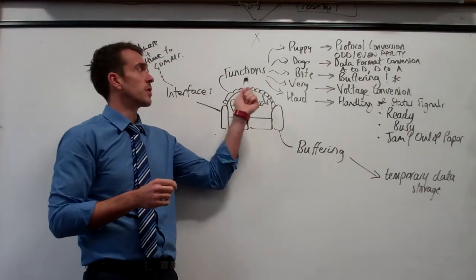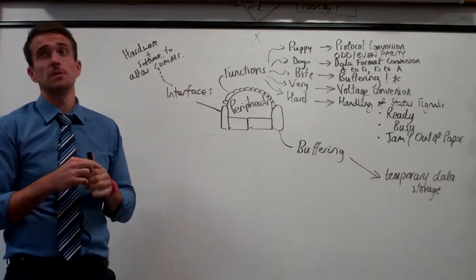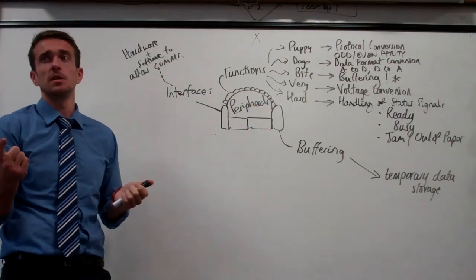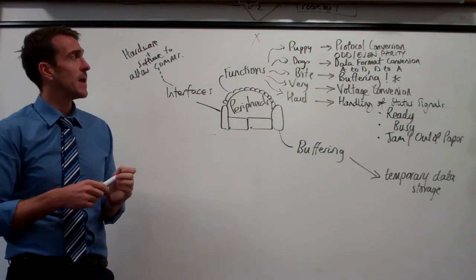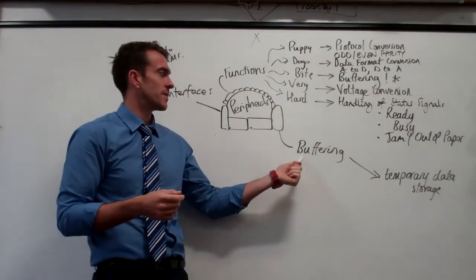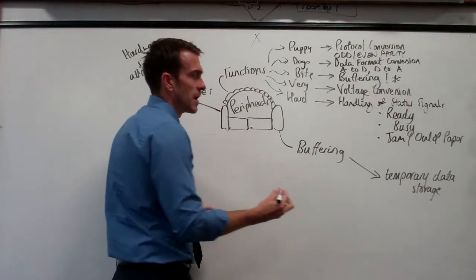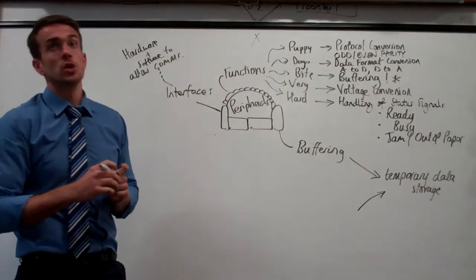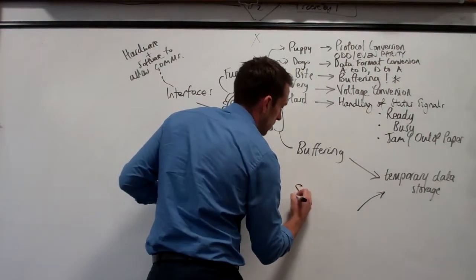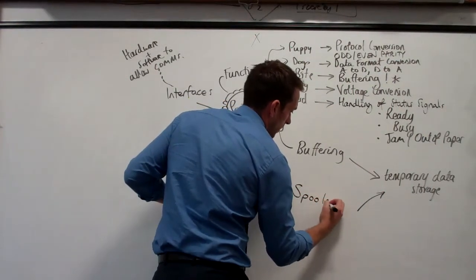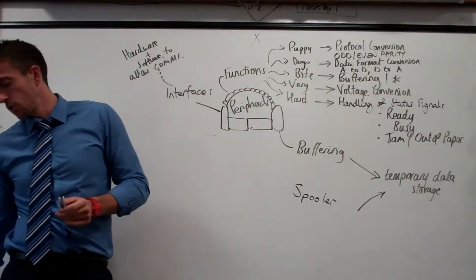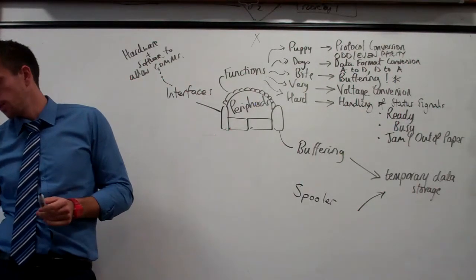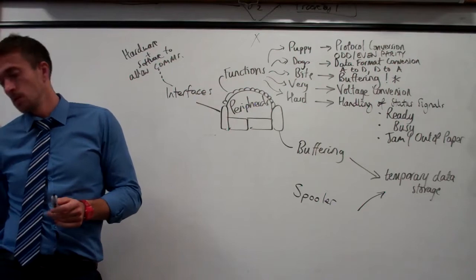Because remember, we're talking about these functions of interfaces compensating for the differences in characteristics, differences in the speeds, differences in the data formats they work in. So that's one of the functions of an interface. We talked about something else that's also temporary data storage. Spooler, awesome, spooler. And we talked about the similarities and the differences between buffers and spoolers. Tell me anything similar and different from them.